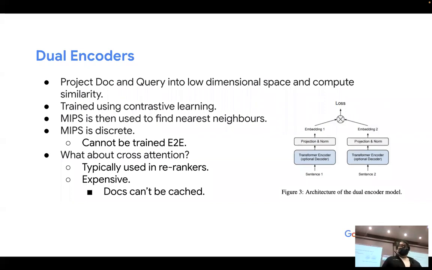You often see in papers that people do query and document cross attention. This is typically used to refine the ranked list, in re-rankers. There's a class of models called re-rankers, and they are more expensive because they use cross attention. In a real setting where latency is a concern, there might be issues with computing the cross attention between every query and document pair, which is expensive. So dual encoders that encode document and query separately are preferred here, because you can pre-compute all the document embeddings and cache them. This is the key idea of dual encoders.